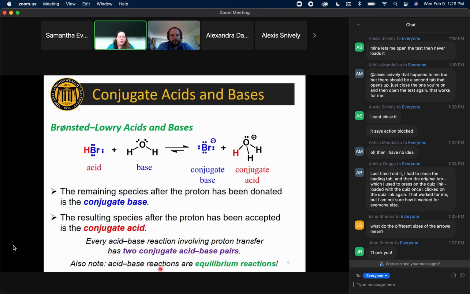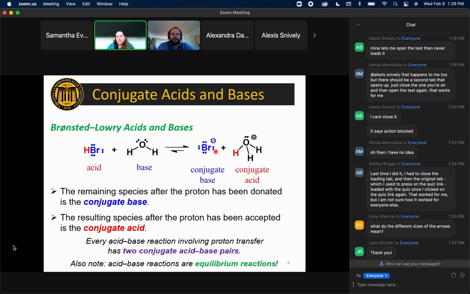Someone asked a question on the last slide that leads me into this. Acid-base reactions are equilibrium reactions, so we need to think about them in both directions. Sometimes a proton is going to jump from the HBr to the water, but sometimes it's going to jump from the water H3O plus to the Br minus.